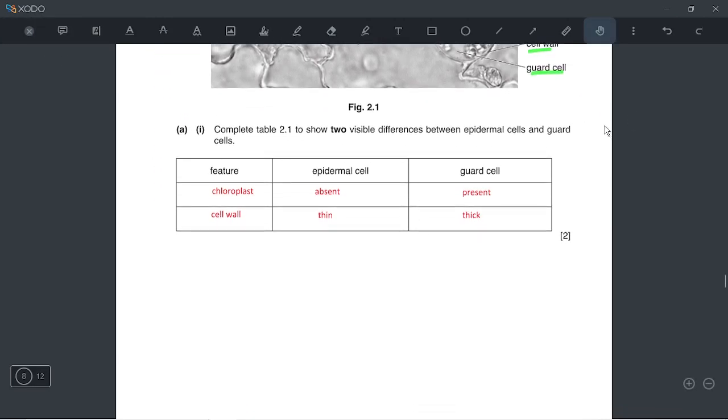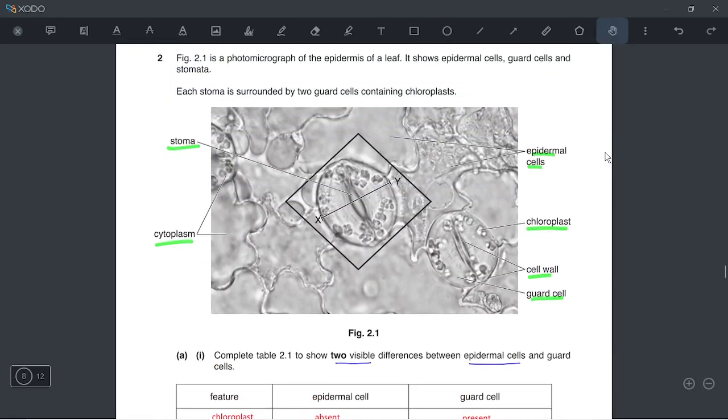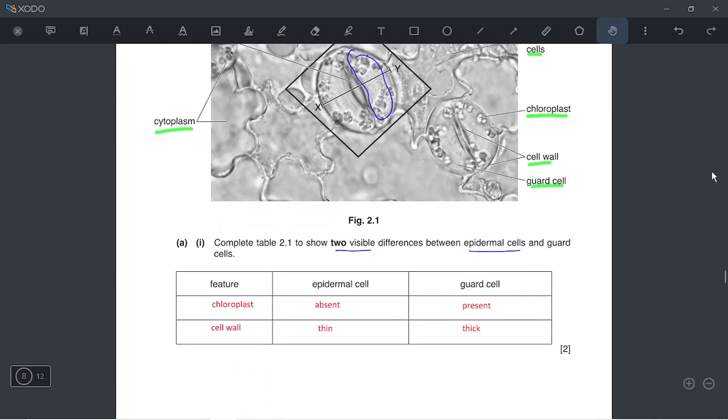Now complete A1: complete table 2.1 to show two visible differences between epidermal and guard cells. So my dear students, you can see this is the epidermal cells and this is the guard cells, right? You can see the difference between these two. Features like chloroplast and cell wall, these two features you can take.